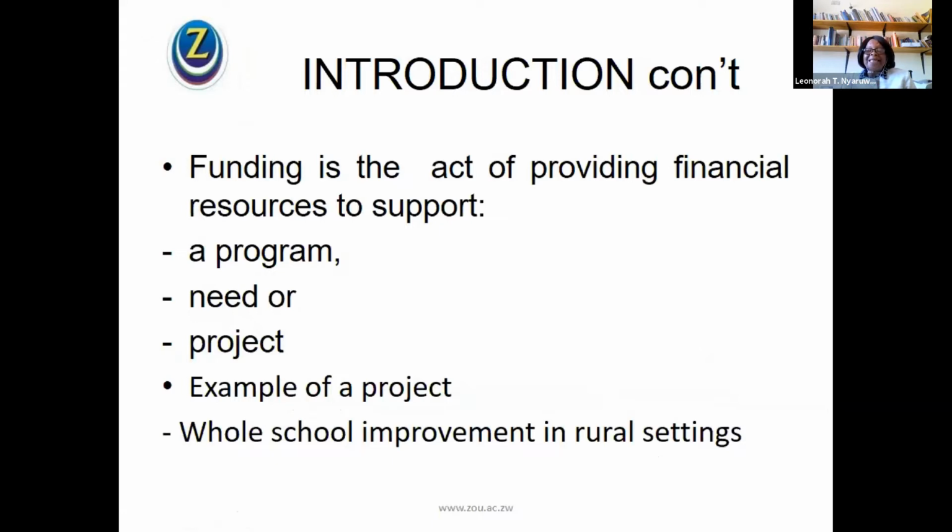And what I understand about funding is that it is an act of providing financial resources to support a program, a need, or a project. For example, I could have a project from my community work, like whole school improvement in rural settings. So this could be a call put out by an organization. And it is not about one country. It is rural settings in any country that can respond to the call.